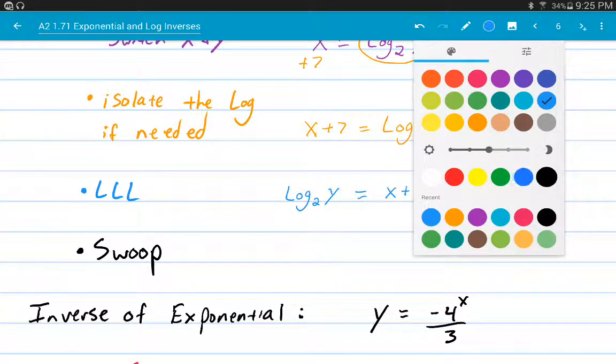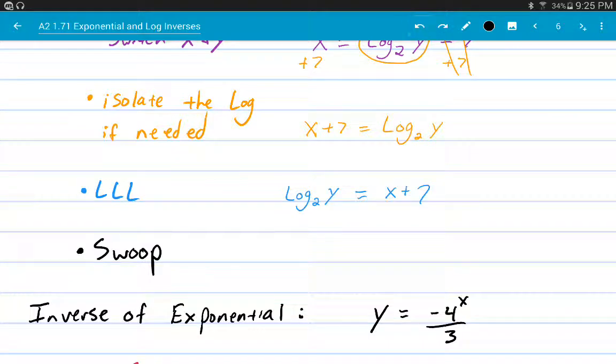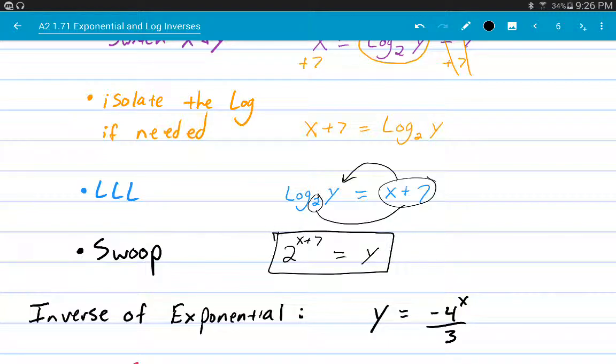And now I'd like to get the y by itself here. So what I'm going to do is use the swoop. 2 to the x plus 7 equals y. And that's how the swoop works. 2 to the x plus 7 equals y. And look at that, y equals, it's all by itself. That is indeed a function. As soon as it says y equals something, I know I'm done.